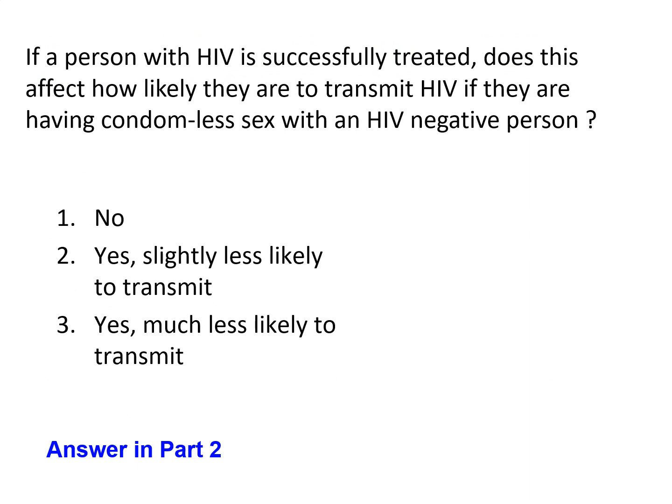So I'm going to be asking you just a couple of questions, which we will come back to the answers to in part 2, where we illustrate some of the measures of association that we come onto in the next part. So the first question is, if a person with HIV is successfully treated, does this affect how likely they are to transmit HIV if they are having condomless sex with an HIV negative person? Have a think about which of those three answers you think is correct, and I'll show you the answer in the next part.